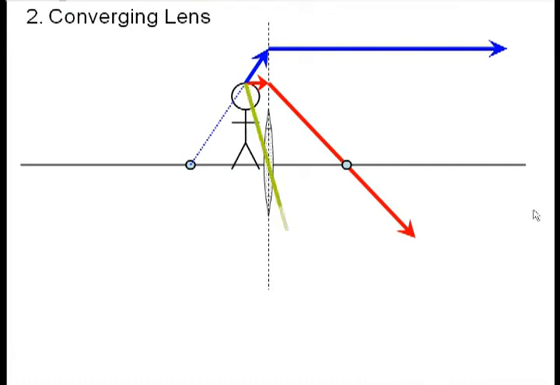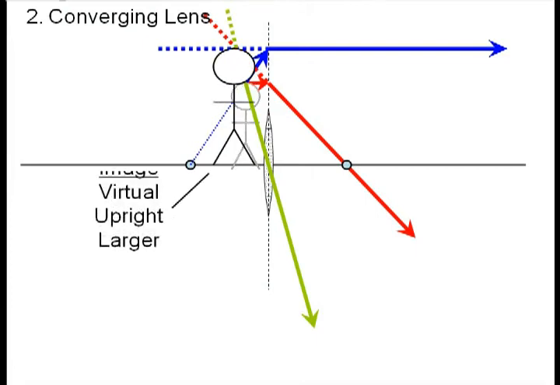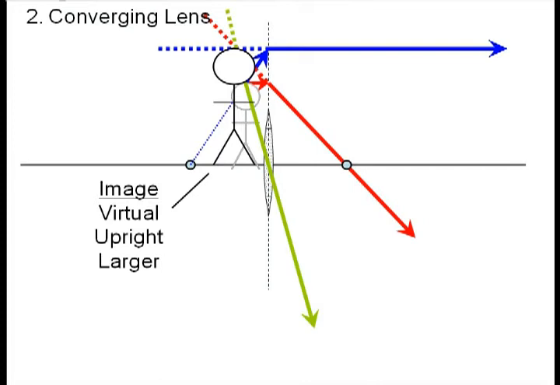Third light ray goes through the center of the lens, does not bend. Notice these light rays do not converge. That's going to make a virtual image. For the virtual image, we're going to trace those three light rays backwards behind the lens, and it's where those extensions converge is where our image is going to be. Notice this image is larger, virtual, and upright. This would be the drawing when you're using this lens as a magnifying glass.